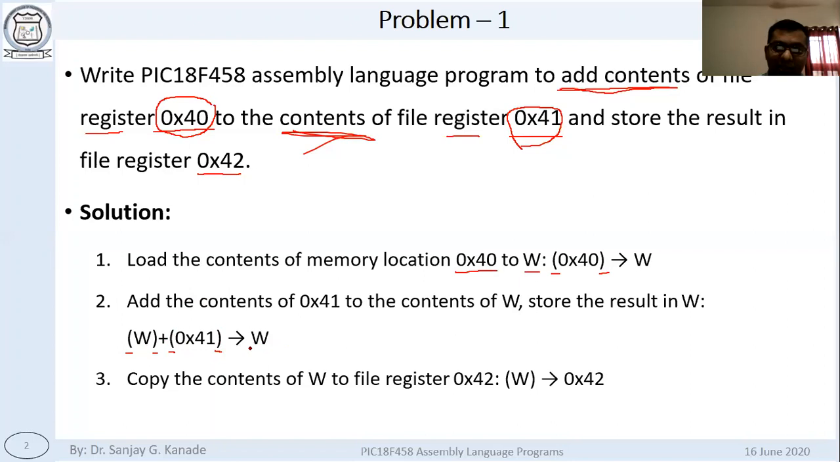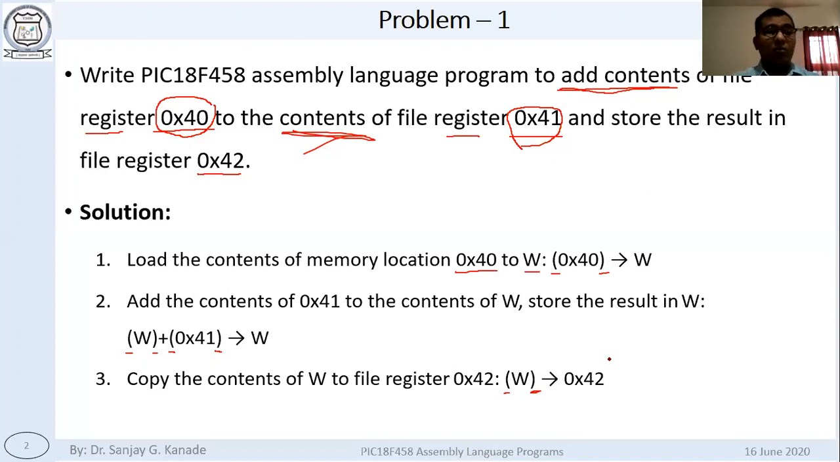Now W has the result of addition. What is asked? Store the result in file register 0x42. So we will use a simple instruction, again the third instruction, contents of W, that's why round brackets, go to the location 0x42. Okay, so these are the steps for solving the problem.